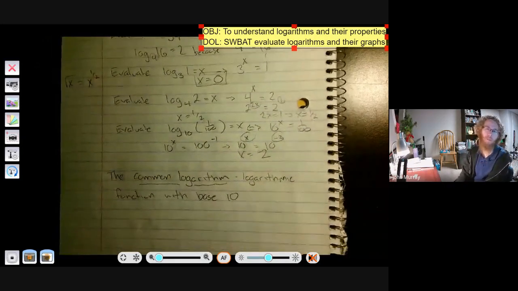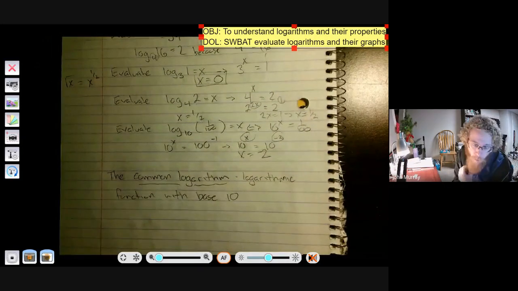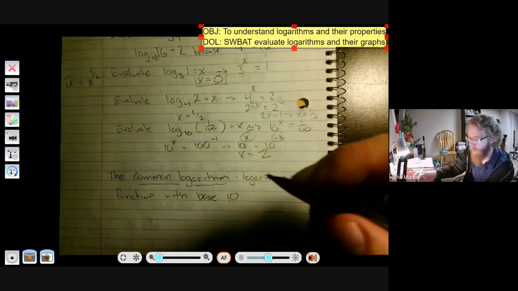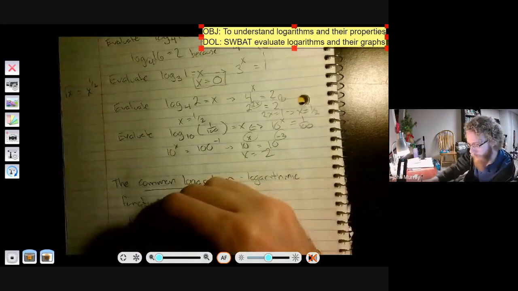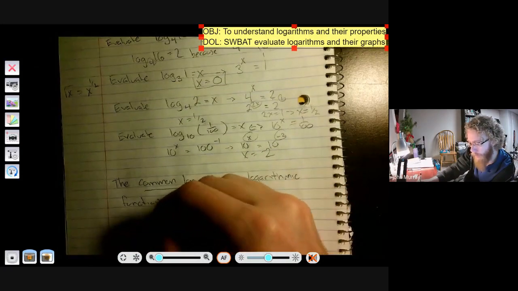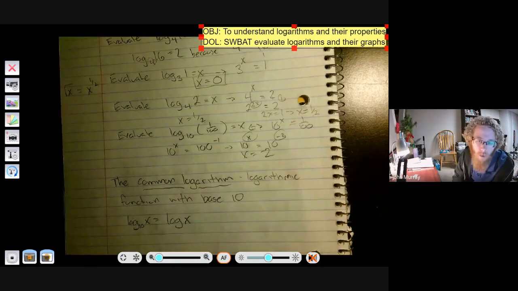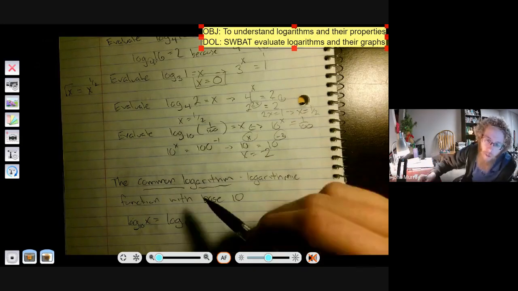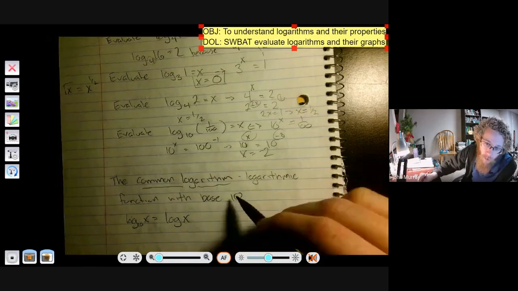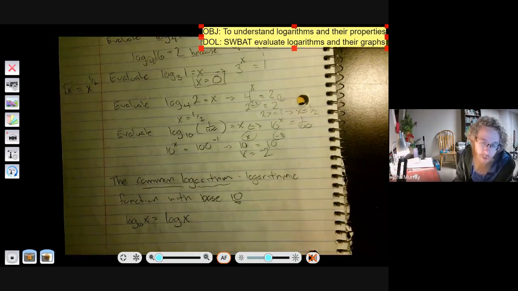The common logarithm is a logarithmic function with base 10. So if you had log base 10 of x, you can just write log of x. Anytime you're evaluating or graphing a function from here on out, if you don't see a base, there's an invisible 10 there.